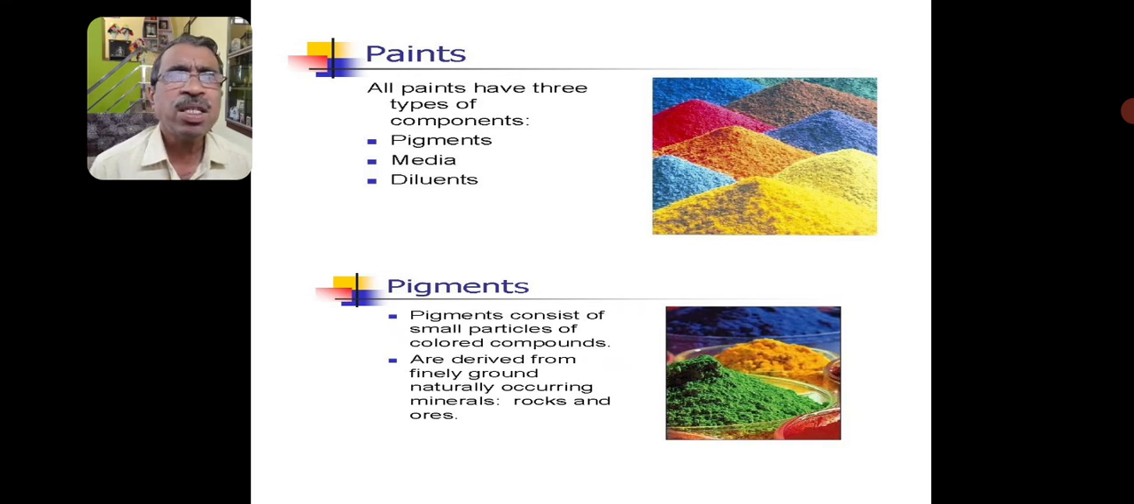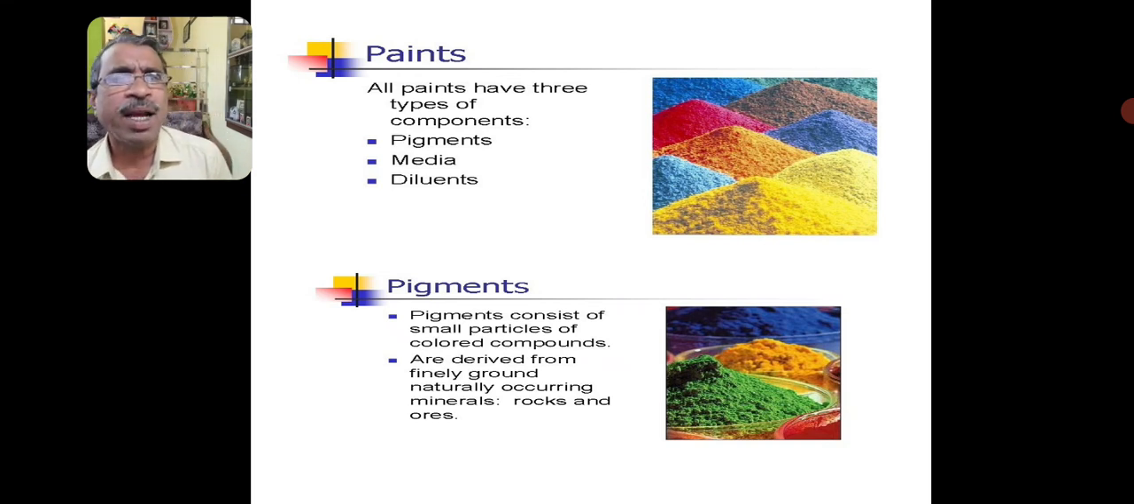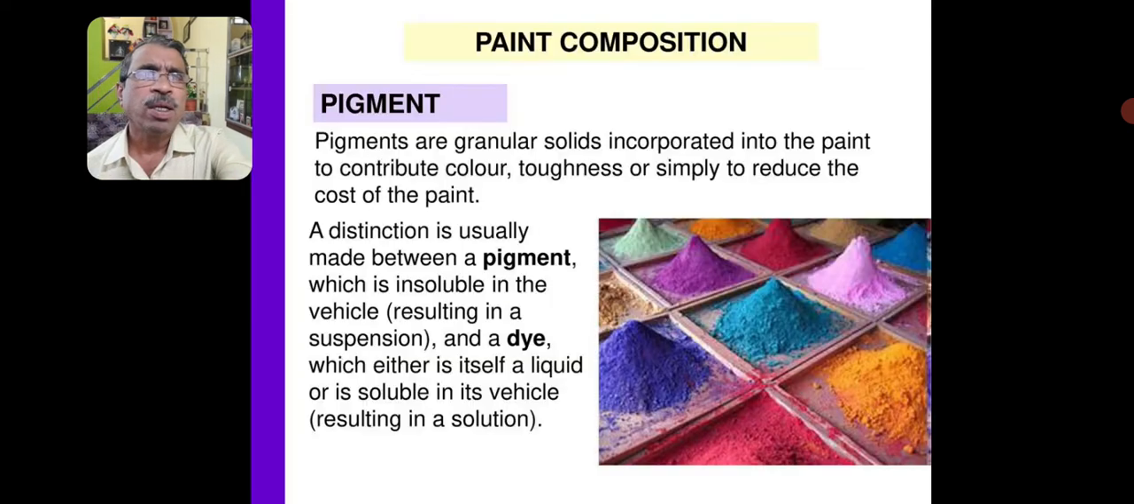In this slide I have shown the paints and the pigments having different colors. The pigments have various colors, and the coloring material may be either a dye or a pigment.